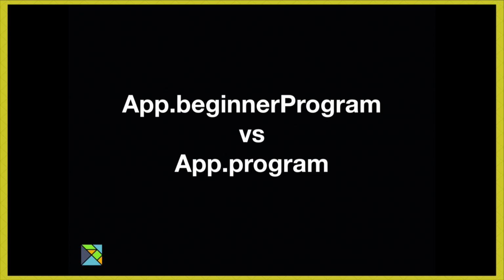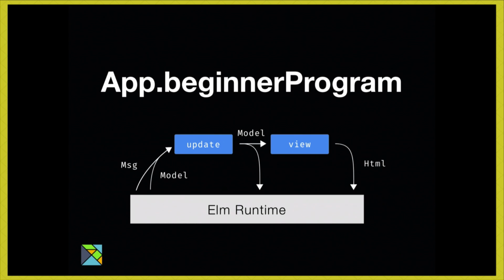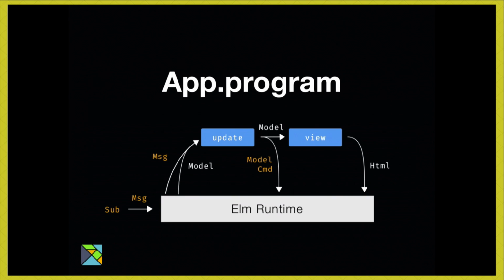The answer is app.program. Again, you can get pretty far with beginner program. If you're a beginner, you don't need to use beginner program only. But if you want to do more complicated stuff, you need to use something called effects. So what I called the Elm architecture before is really how beginner program works. And we can make some modifications to it that let us interact with the outside world. So the first one is that, I'm going to point on this screen. I guess, can I use my mouse? No, I can't use my mouse.